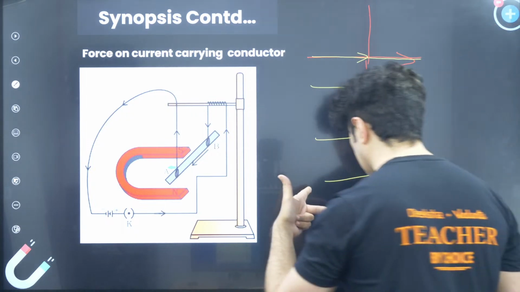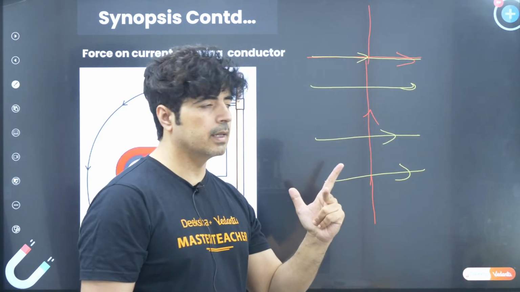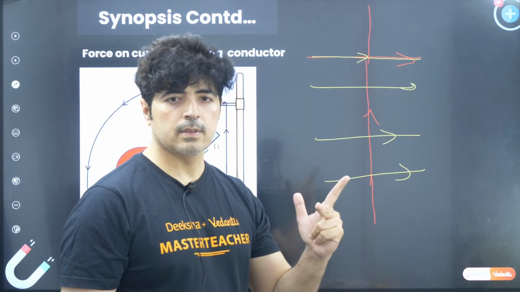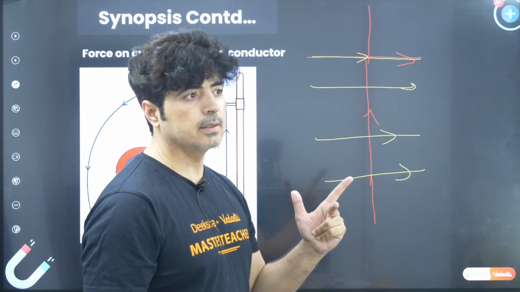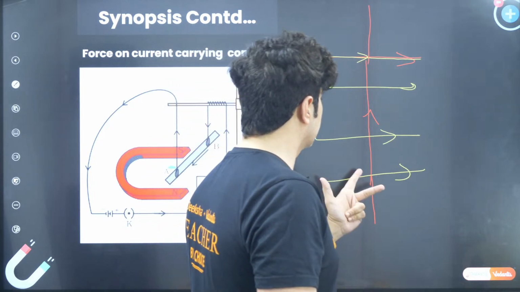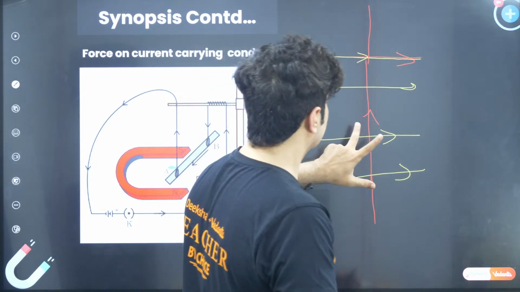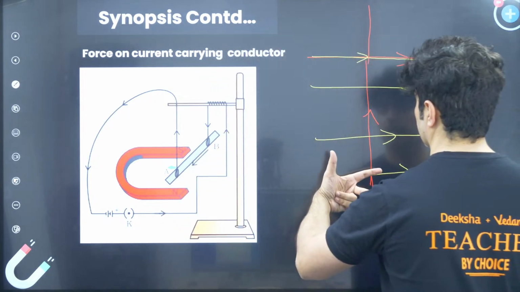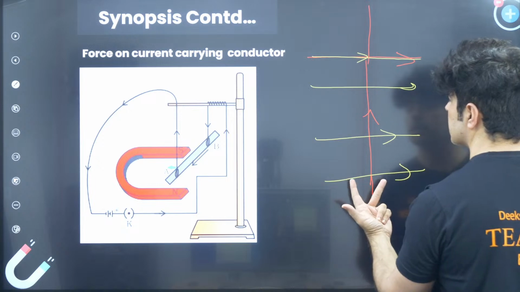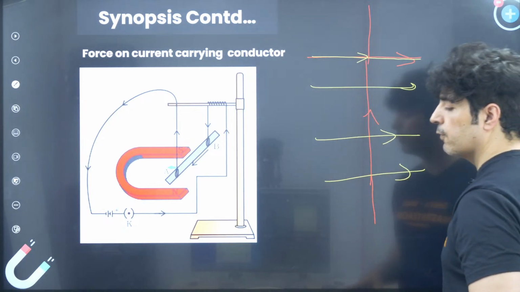Now, you come over here. Now, your middle finger in the direction of conductor. So, you take your middle finger in the direction of conductor. Okay, let's put it this way. So, conductor is going up, field is going like this. And where will be the force over here?